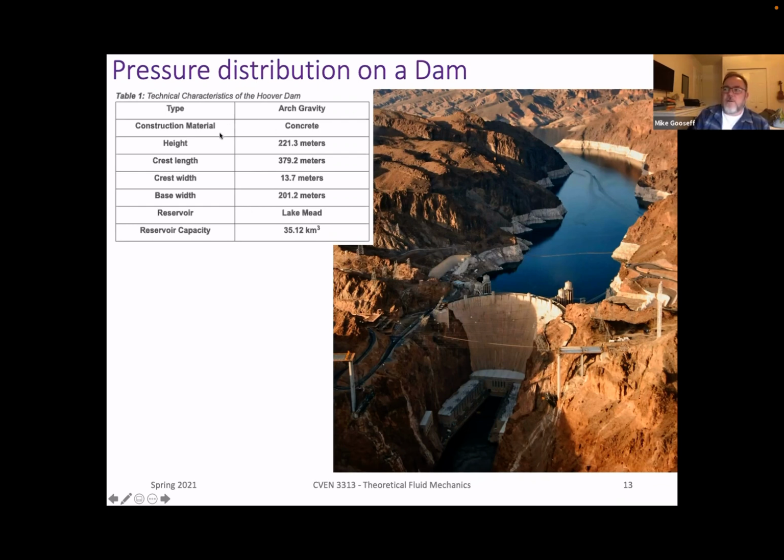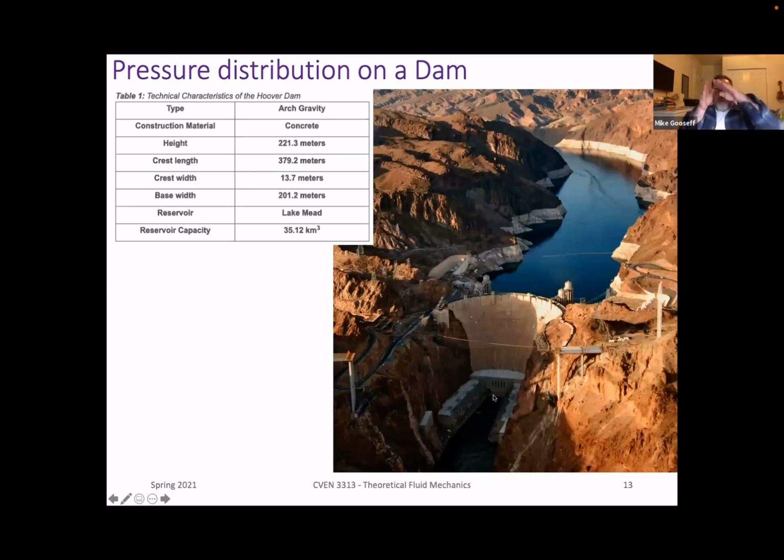It is made of concrete. Its height is 221.3 meters. The crest length, so across the crest here, is 379.2. It's 13 meters wide at the very top, so that means from front to back. But the base width is 201.2 meters, so down at the bottom.